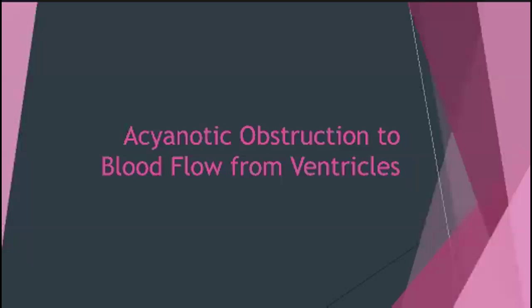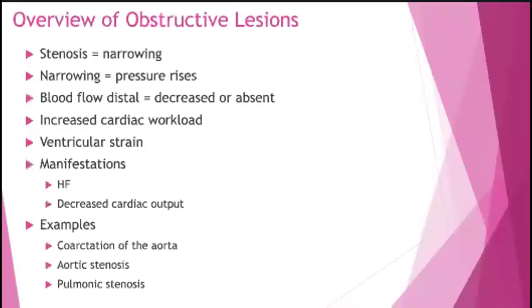Now we're going to move on to our acyanotic obstructions, to our blood flow from our ventricles. So obstructive lesions are congenital defects where the blood flow is blocked or narrowed as it leaves the heart. The obstructions make the heart pump harder, which increases pressure before the blockage and reduces blood flow after the blockage.